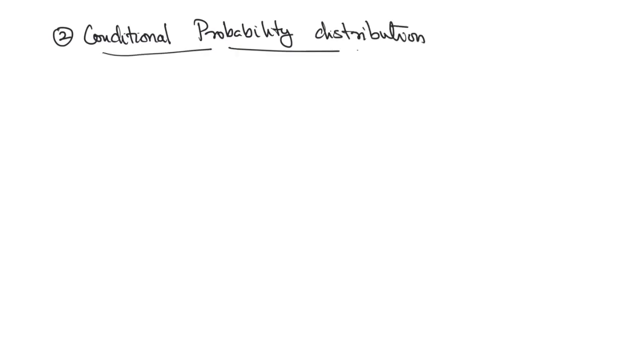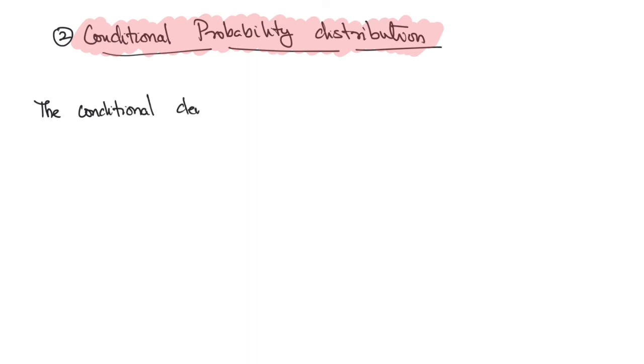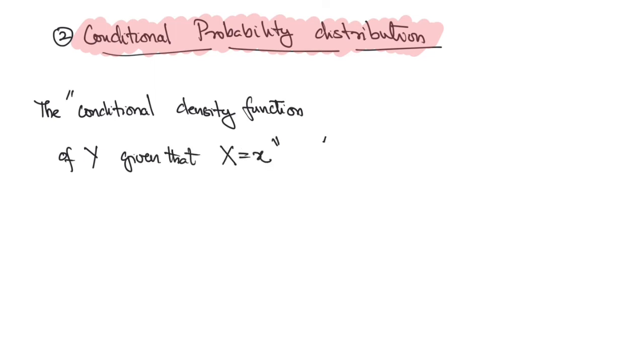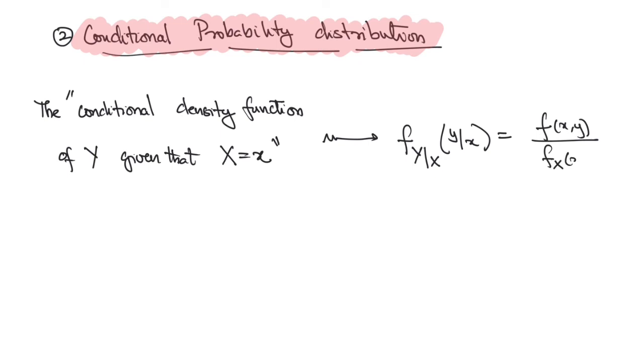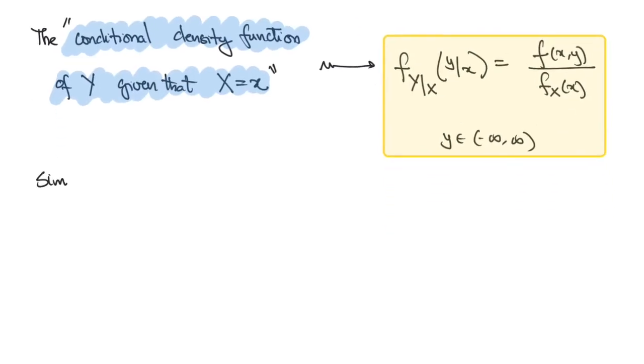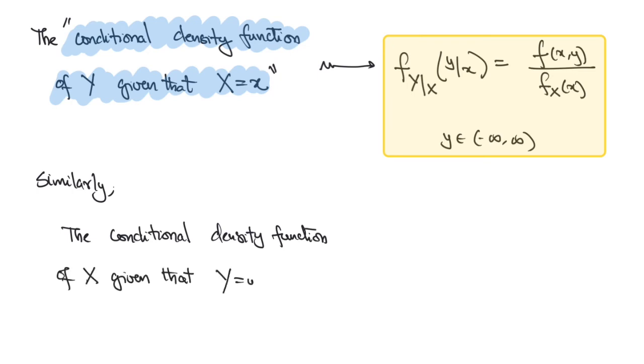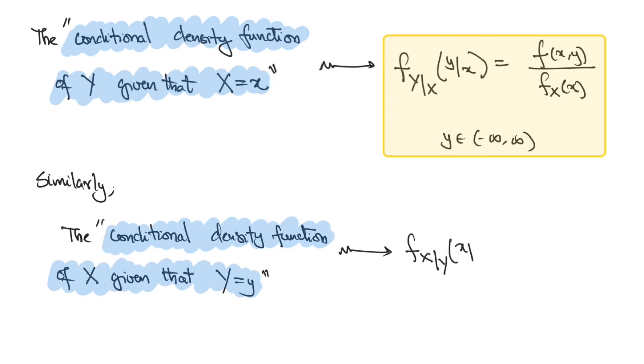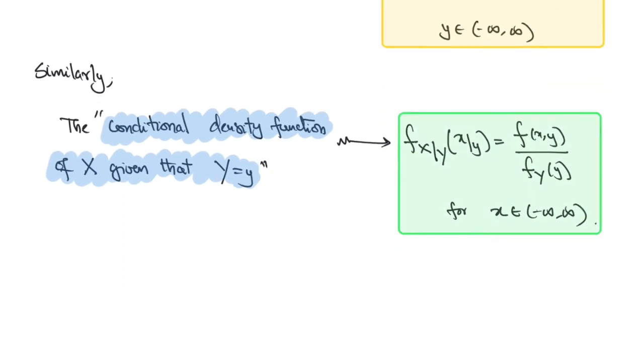Moving on to conditional probability distributions in the context of continuous random variables. The conditional density function of y, given that x takes the value small x, will have the probability density function given by f sub Y given X, and it equals the joint probability density function divided by the marginal with respect to x evaluated at x. Similarly, the conditional density function of x, given that y equals small y, is going to be defined as the joint density function f(x,y) divided by the marginal with respect to y evaluated at y, and this is defined for all values of x inside the real line.